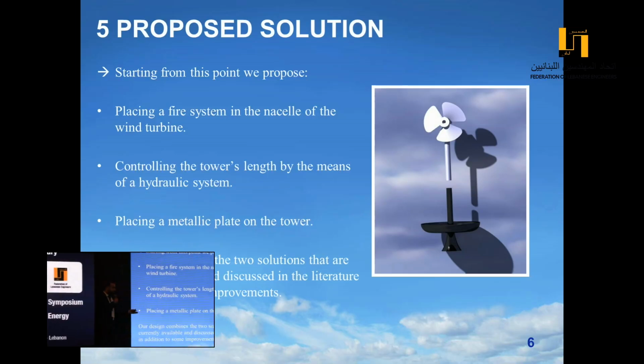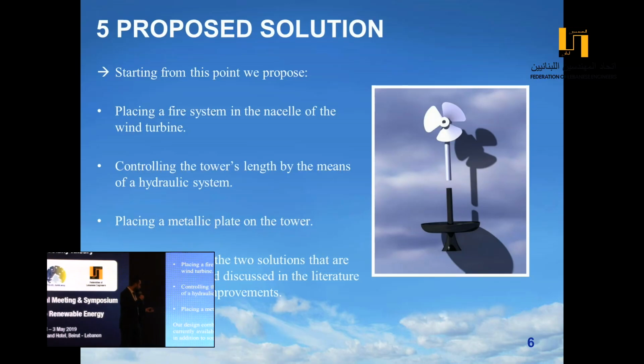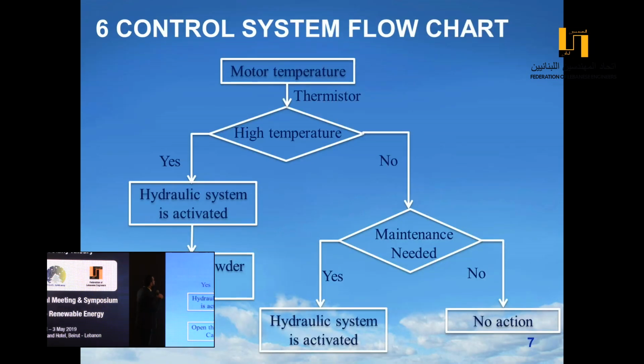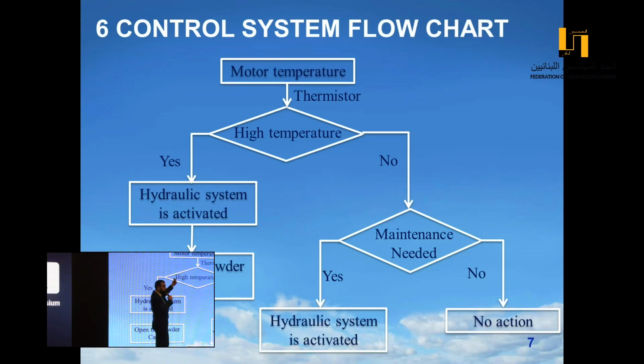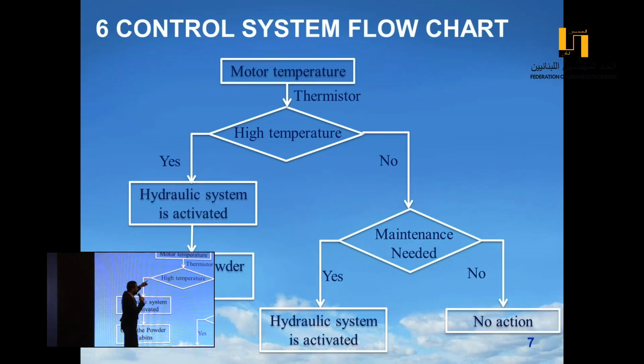So our design combines the two solutions that are currently available and discussed in the literature, in addition to some improvements. Now, how does the design work? First, as I mentioned before, a detection system, in addition to a fire system, is placed in the nacelle of the wind turbine, where a thermistor is able to detect the temperature of the motor.